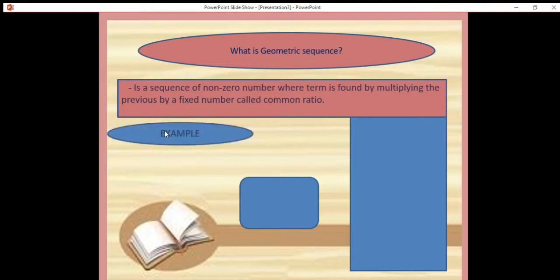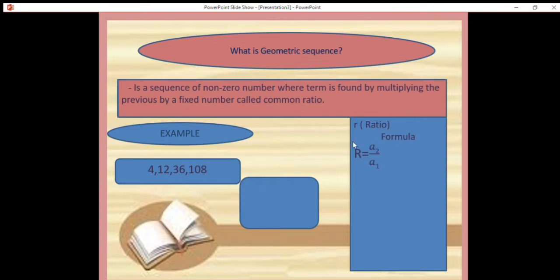Try to look at this example: 4, 12, 36, and 108. This is one example of a geometric sequence. How do we find the common ratio of this sequence? We use the formula for the ratio, where r is equal to a sub 2 over a sub 1. Now, r is equal to 12 over 4, because 12 is a sub 2 and 4 is a sub 1. So, 12 divided by 4 is equal to 3. The common ratio is 3.